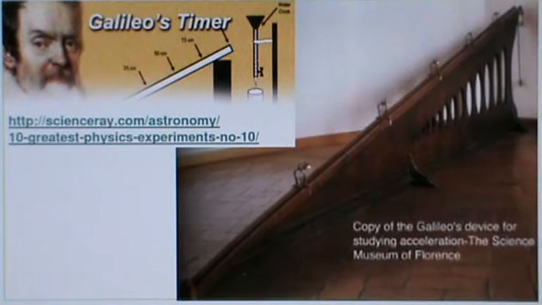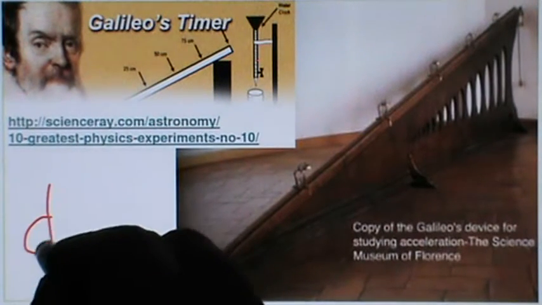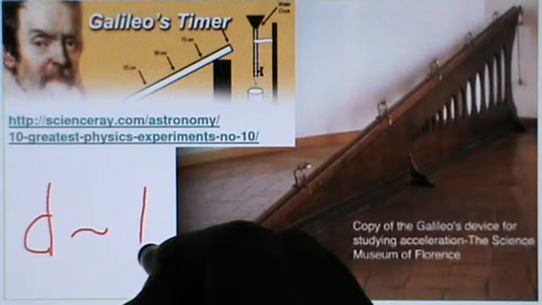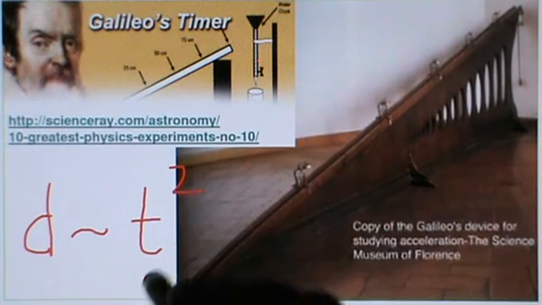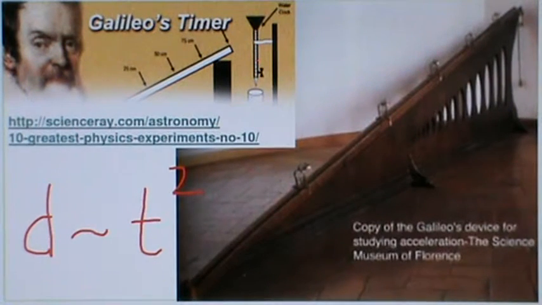Interestingly, Galileo found that the distance traveled by the accelerated object is proportional to the square of time. So the distance is proportional to the square of time, although he did not use a proper stopwatch.